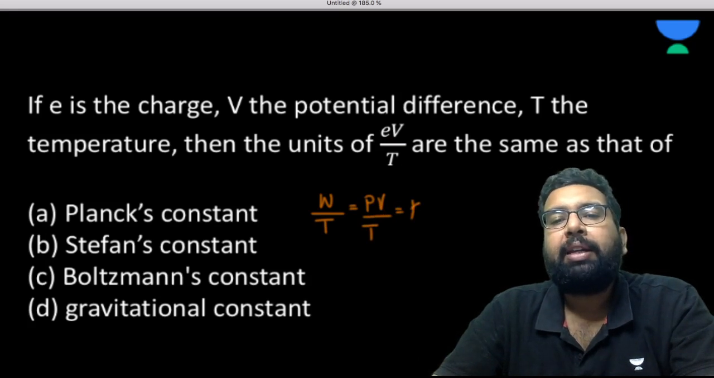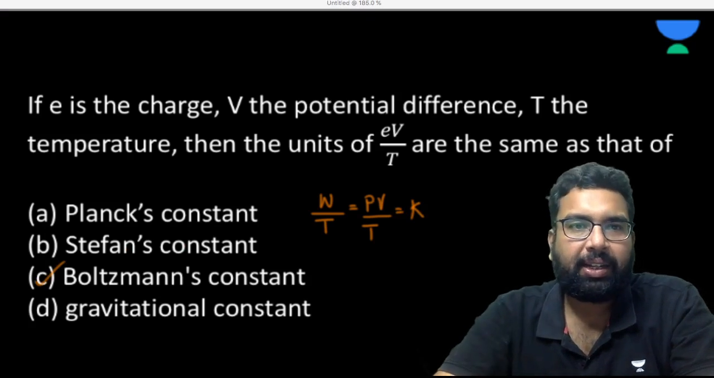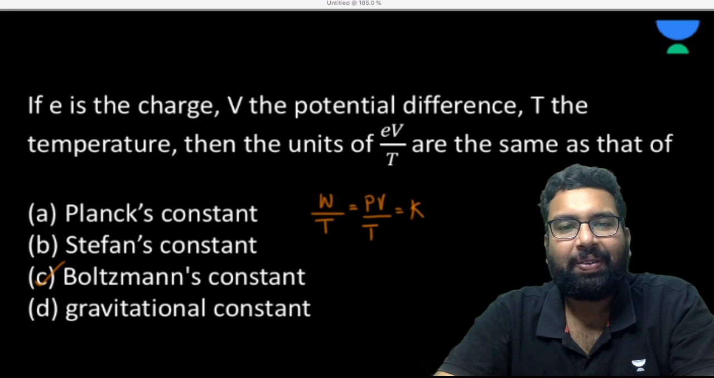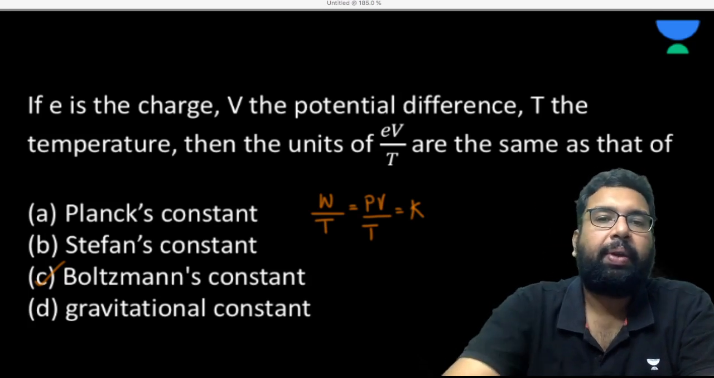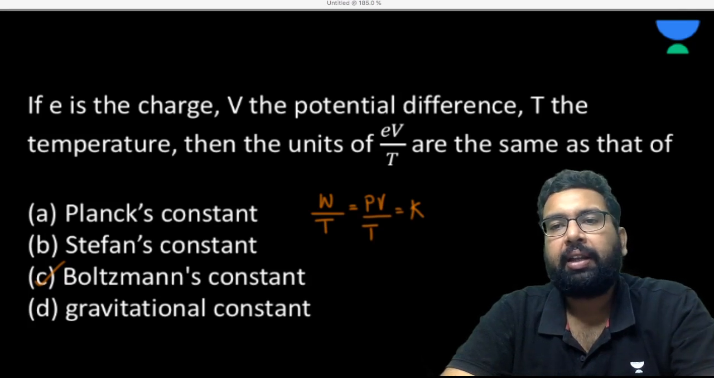And PV by T is what? It is the Boltzmann constant. I hope it is fine to everyone. So the answer to this question is the Boltzmann constant. I hope you guys have given the correct answer to it.